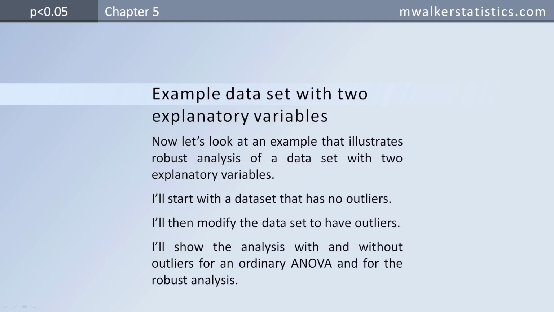Example data set with two explanatory variables. Now let's look at an example that illustrates robust analysis of a data set with two explanatory variables. I'll start with a data set that has no outliers. I'll then modify the data set to have outliers. I'll show the analysis with and without outliers for an ordinary ANOVA and for the robust analysis.